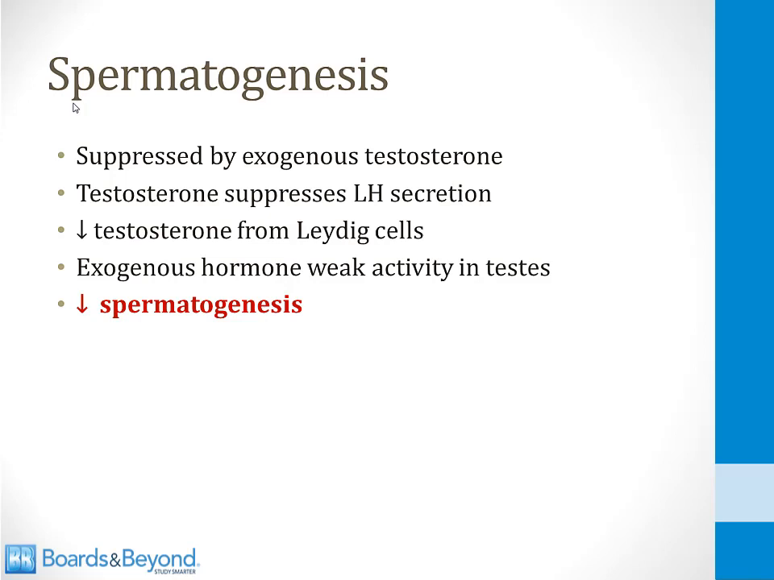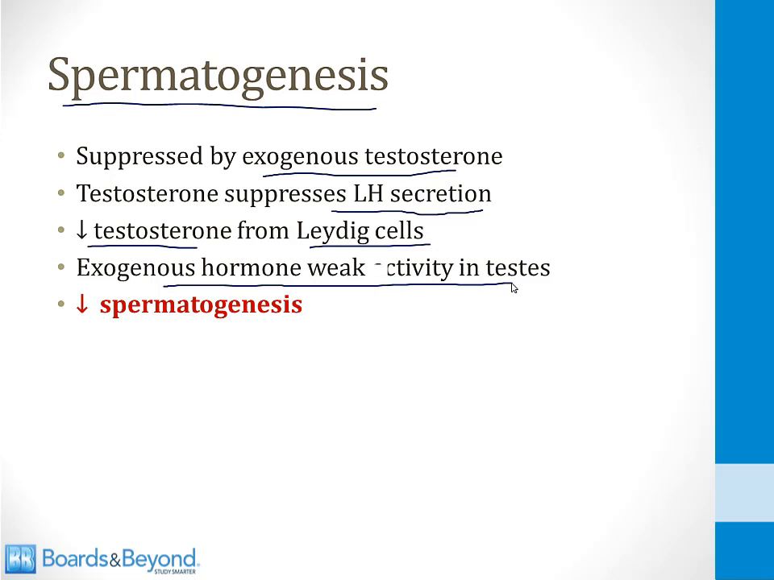Another adverse event that happens among men who take testosterone therapy is that there is a fall in their sperm count. Spermatogenesis is suppressed by exogenous testosterone. The mechanism of this effect is that testosterone suppresses LH secretion from the pituitary. This leads to low testosterone production from the Leydig cells. Now you might think that the exogenous testosterone could replace the testosterone coming from the Leydig cells, but that's not how it works. Exogenous testosterone has a weak effect in the testes.